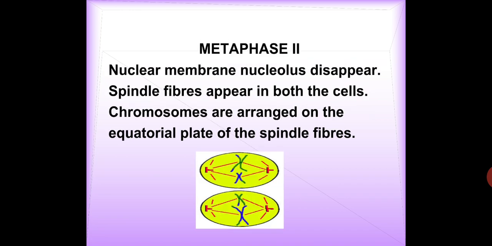Metaphase 2: nuclear membrane and nucleolus completely disappear. Spindle fibers appear in both the cells. Chromosomes are arranged on the equatorial plate of the spindle fibers. Very clearly you can see in the picture that the chromosomes are arranged on the equatorial plate of the spindle fiber. Point to remember, chromosomes are arranged on the equatorial plate of the spindle fibers.